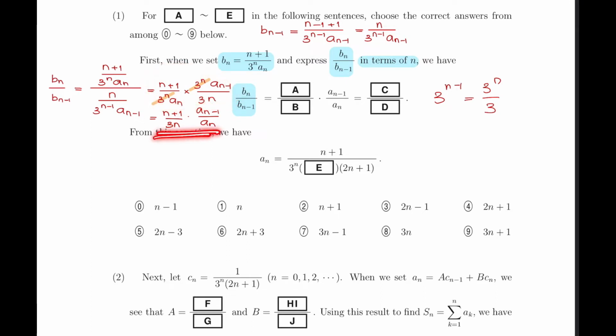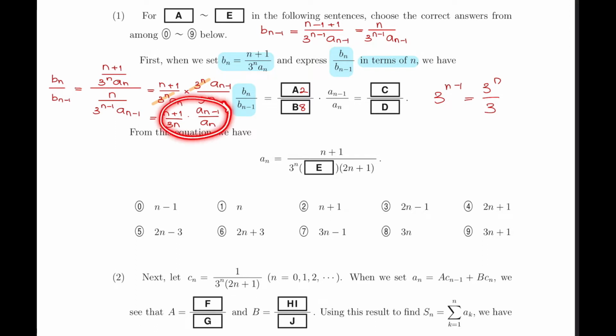From this, I already know the answers for letters A and B. A is n plus 1, which is number 2. And then B is 3n, and 3n is number 8.